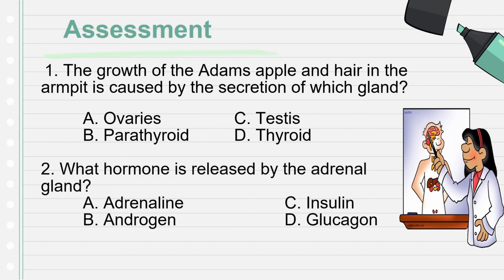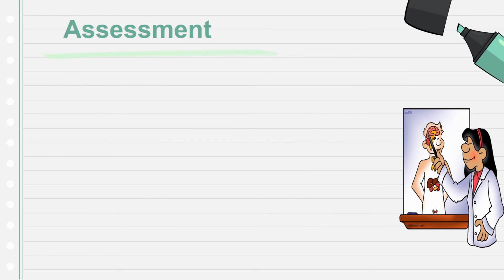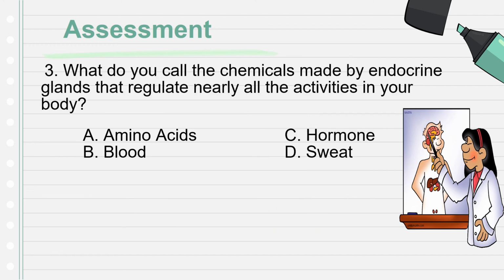Number 2. What hormone is released by the adrenal gland? A. Adrenaline. B. Androgen. C. Insulin. D. Glucagon. Number 3. What do you call the chemicals made by the endocrine glands that regulate nearly all the activities in your body? A. Amino acids. B. Blood. C. Hormone. D. Sweat.